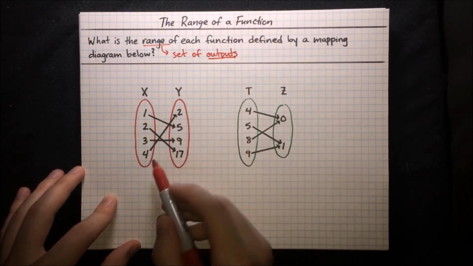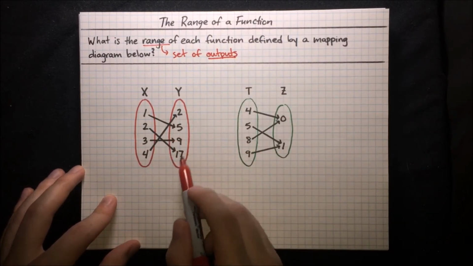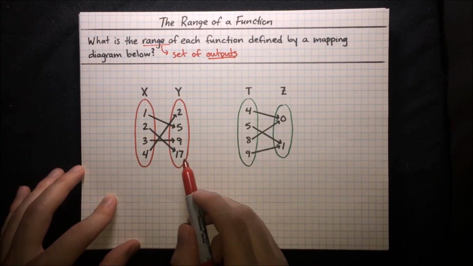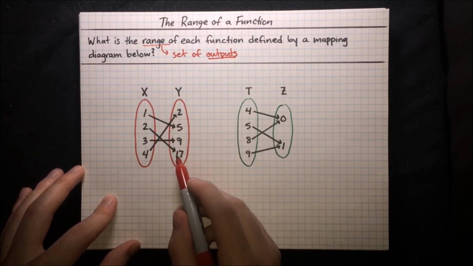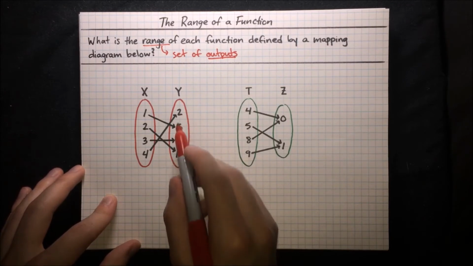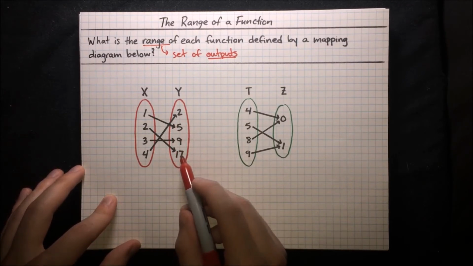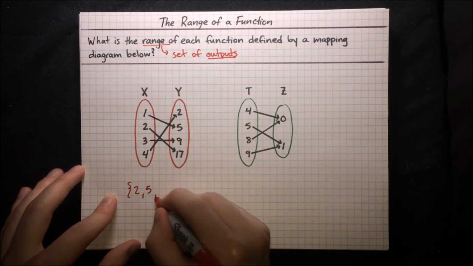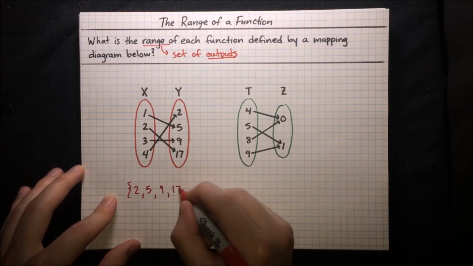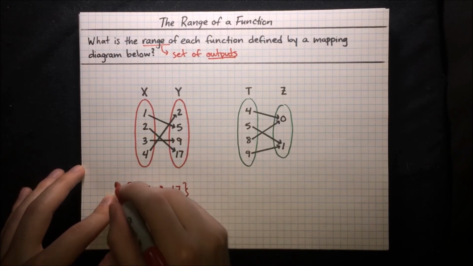So it's all those values that the function maps to. For this function here, this function maps x to y, so we should be looking at the y values that the function maps to. So it maps to the y values 2, 5, 9, and 17. So this is our set of outputs: 2, 5, 9, and 17. And therefore, that is our range.